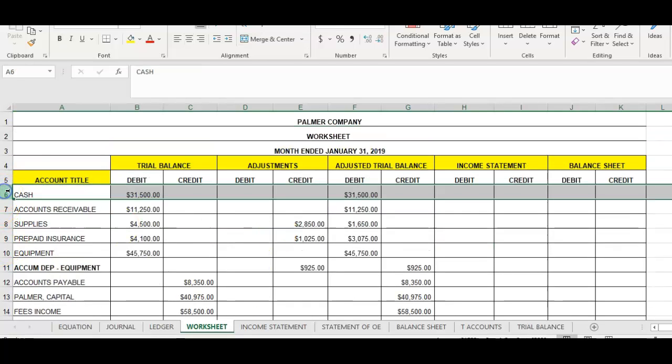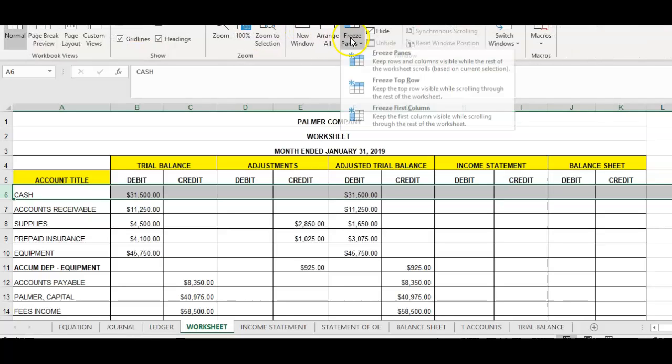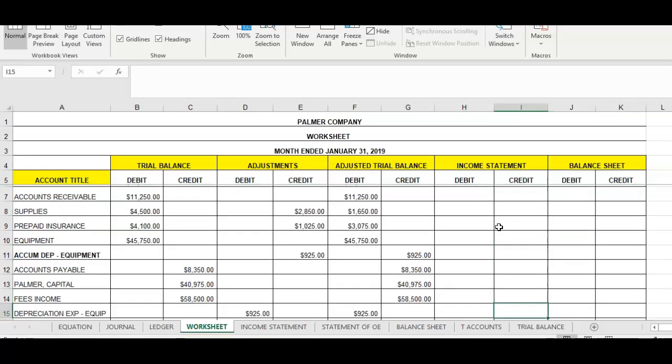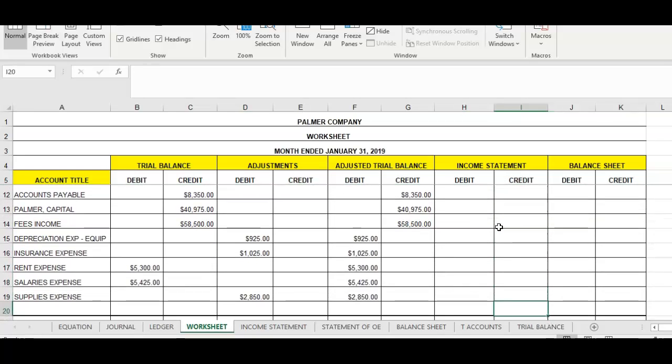Let me do a little format change so we can see the top up here. Let me go to view. Let me freeze that. Hopefully I did it correctly. Let's see. Yes, I did. All right. Good job.